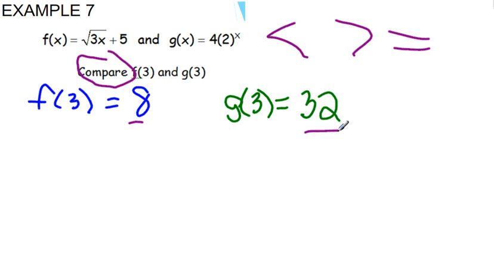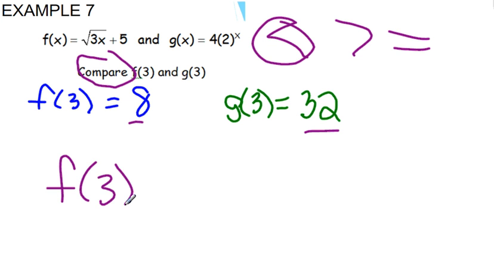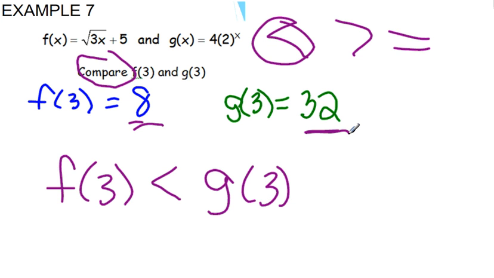And smaller, another word for that is less than. So we want to use the less than symbol when we write our final statement, which is going to be that f of 3 is less than g of 3, because again, 8 is less than 32. That's it.